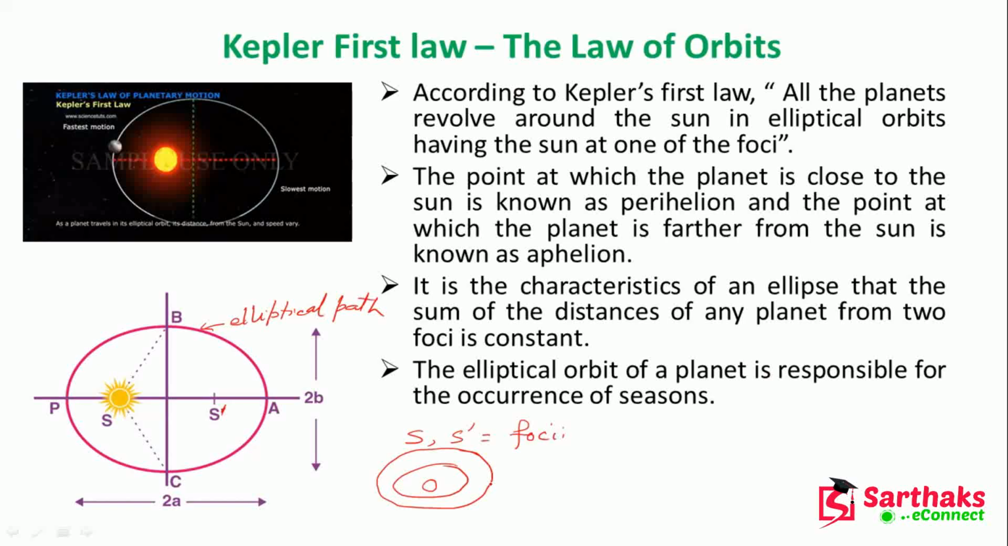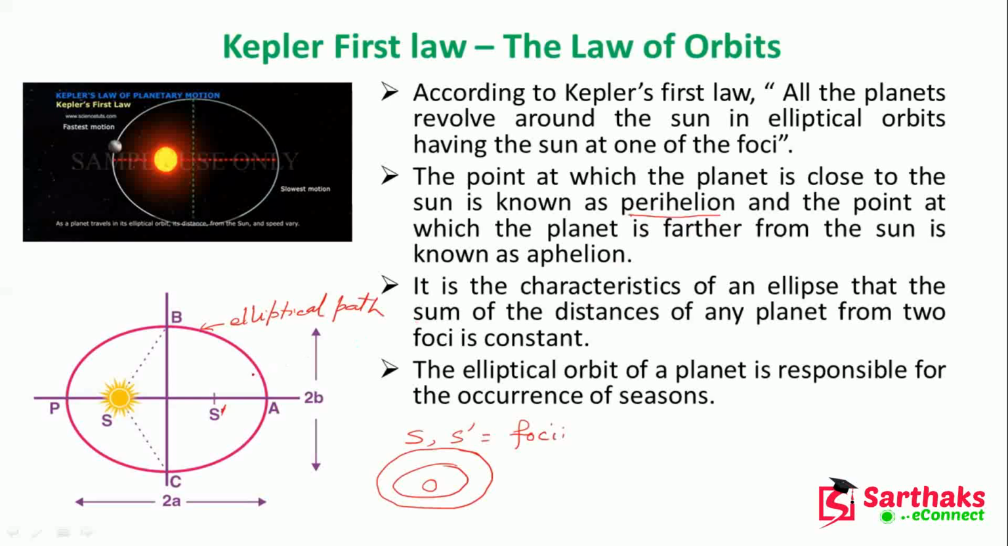And the point at which the planet is close to the sun, that is known as perihelion. Here you can see the P point. This is the sun, situated at focus S. Now this P point is the nearest to the sun, right? So the point at which the planet is very close to the sun is called perihelion. Okay, that is called perihelion.